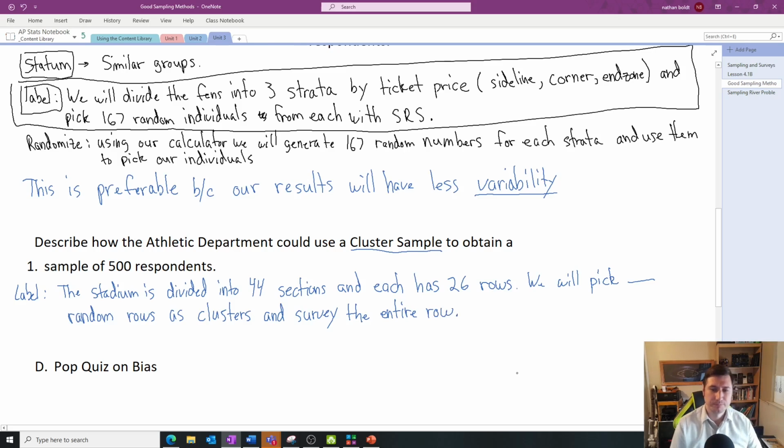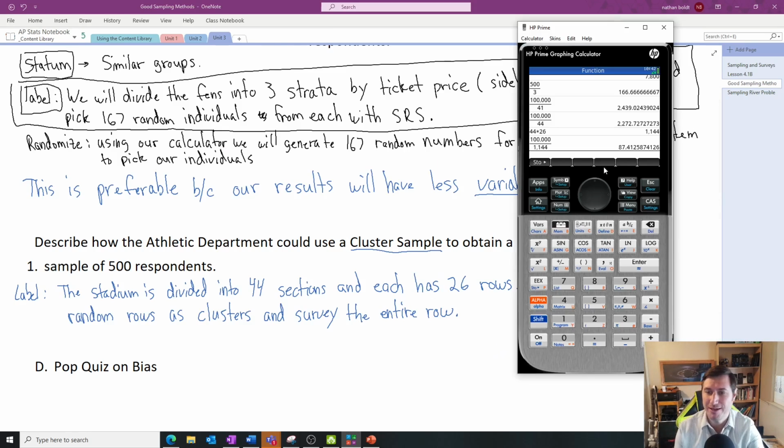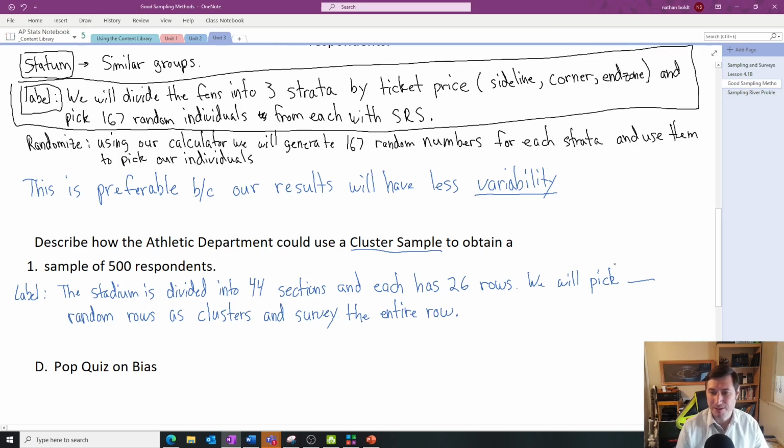Now, how many do I have to pick here? Well, if each row has 87 people in it, and I want 500, how many rows do I have to do? 500 divided by 87, I have to pick, let's go 6 rows just to be safe. I'll round up there. So we will pick 6 random rows as clusters and then survey the entire row.